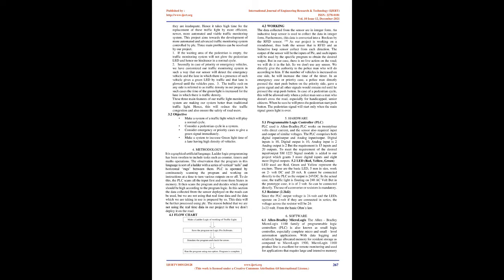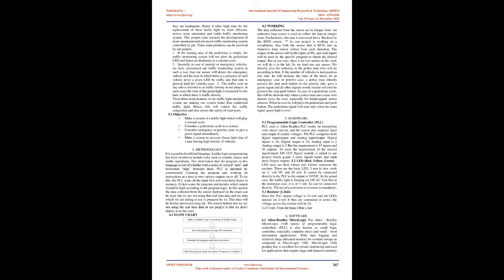2. Secondly, in case of priority or emergency vehicles, we have customized our traffic monitoring system in such a way that our sensor will detect the emergency vehicle, and the lane in which there is a presence of such a vehicle gives a green LED and that lane is glowed until the vehicles pass. 3. The traffic rush on any side is referred to as traffic density in our project. In such cases the time of the green light is increased for the lane in which there is traffic density.